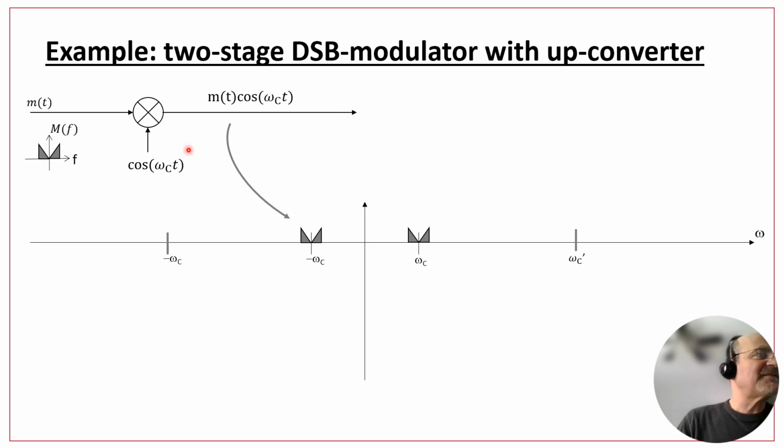So in this case, you can see a DSB modulator. This is the message, this is the first carrier, cosine omega c t, and this is the DSB signal. And you can see the spectrum of the DSB signal centered as expected at this lower frequency, omega c. But now comes the up conversion process.